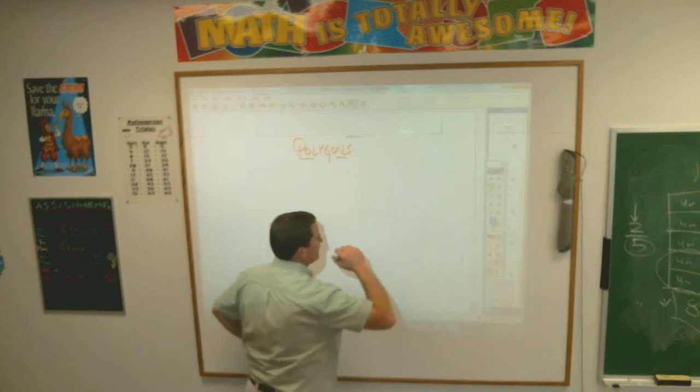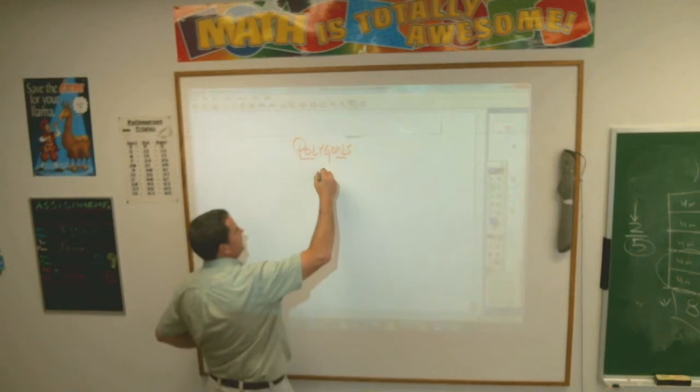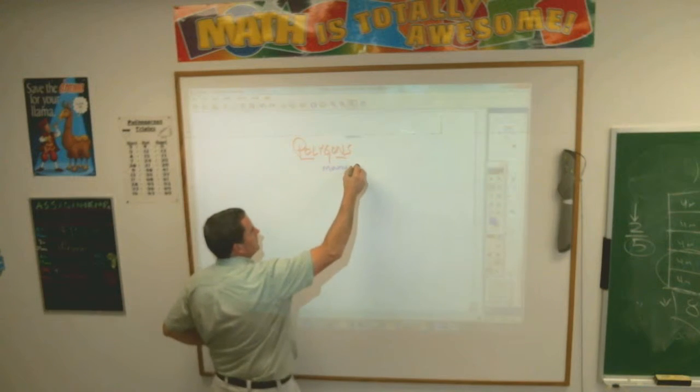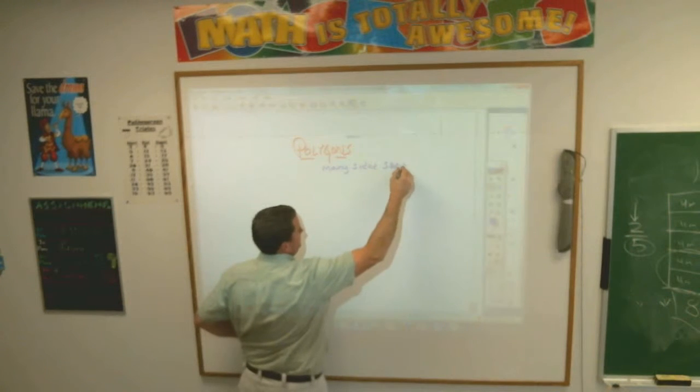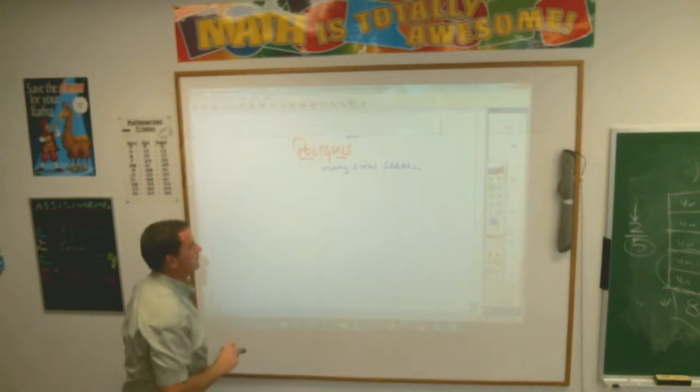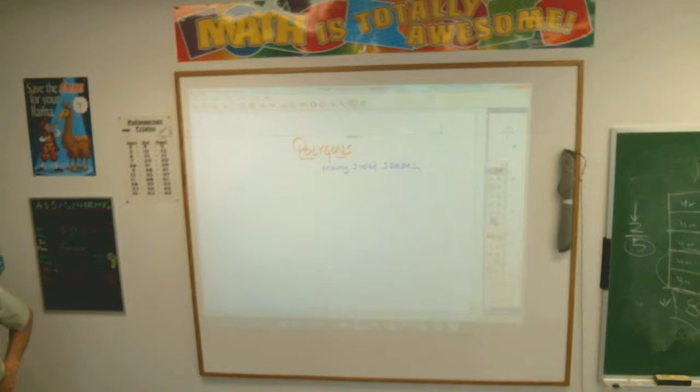Polygons. Polygons basically are many-sided shapes. And starting with the basic one, let's just jot down so we can look at something here.